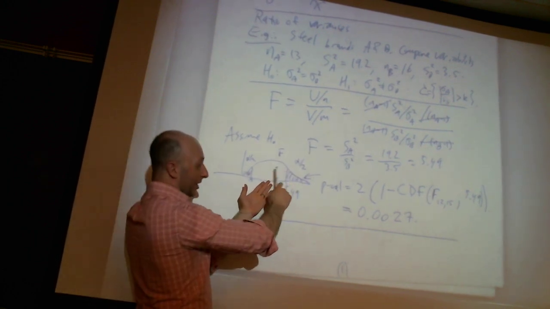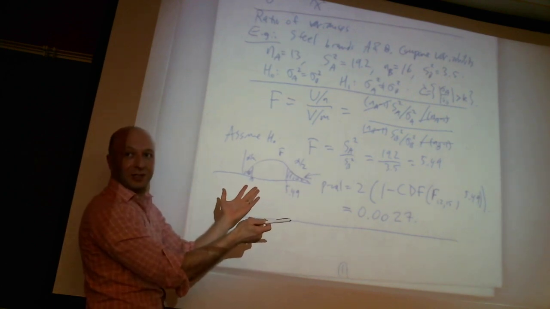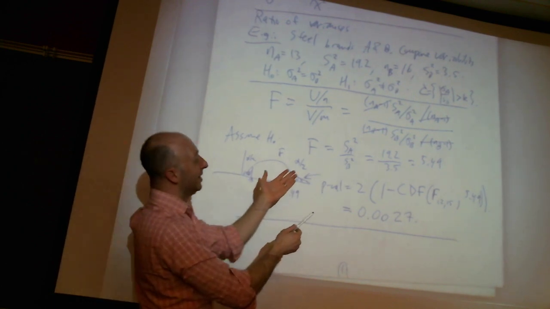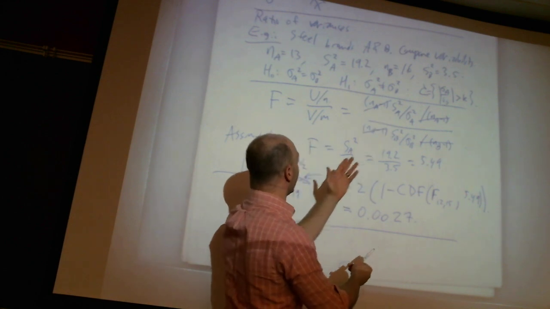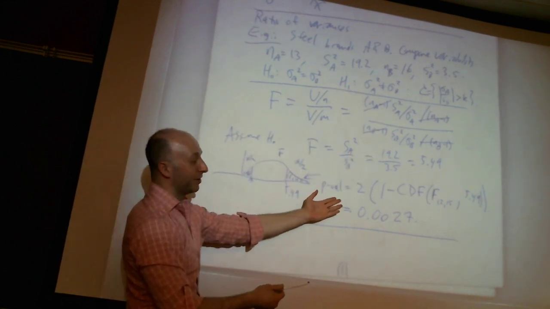Unless that's what we're trying to test. So it depends on what you're trying to test. If you're trying to test sigma A is bigger than sigma B as the alternative, then you don't have to double the p-value.